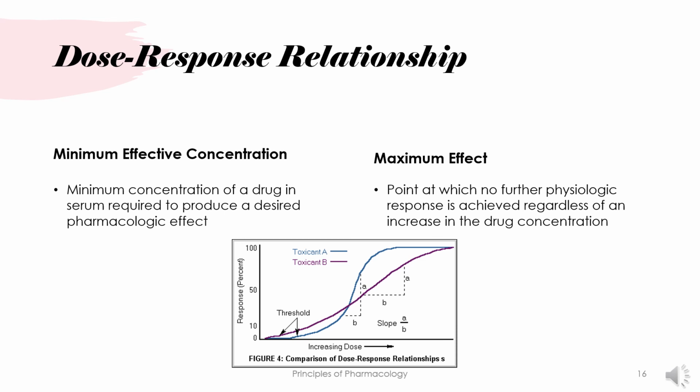The dose-response relationship looks at the concentration of the drug and the body's response. The minimum effective concentration is the lowest dose at which a desired response is noted. The maximum effect or the ceiling effect is the point at which no further physiologic response is achieved, regardless of an increase in the drug concentration.